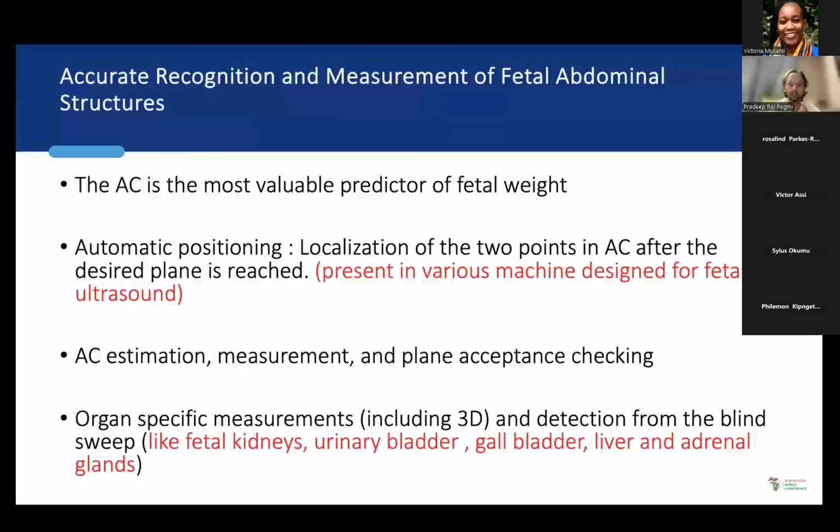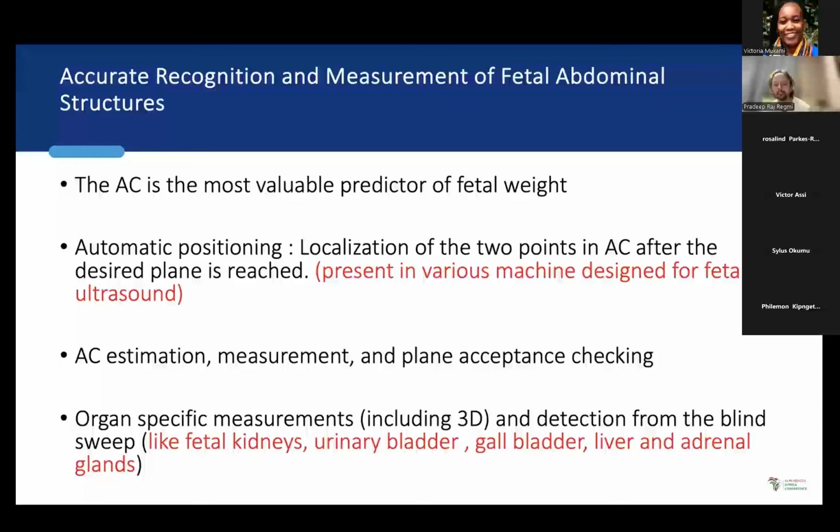And if the plane is not properly acquired, then AI can guide the health workers to get to the proper plane through an AI model. So that can help. Another thing we can do is organ-specific measurements, like detection of fetal kidneys, urinary bladder, gallbladder, liver, and adrenal glands. This can be important in suspected cases of congenital anomalies in the fetus.